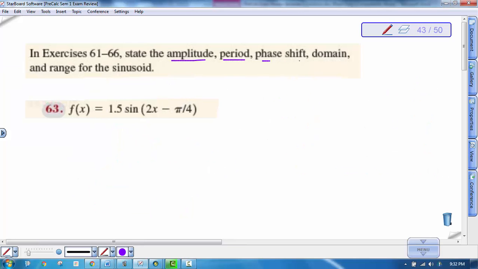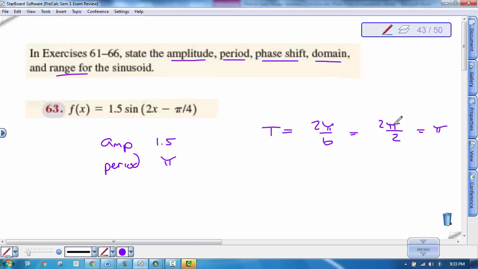Okay, the next problem, we're looking at this function. We're looking for the amplitude, period, phase shift, domain, and range. The amplitude is obviously 1.5. The period is equal to 2 pi over b, which in this case is 2 pi over 2, which is pi.